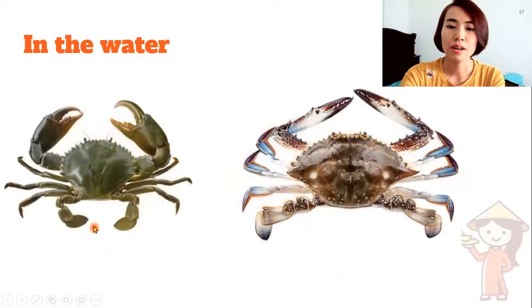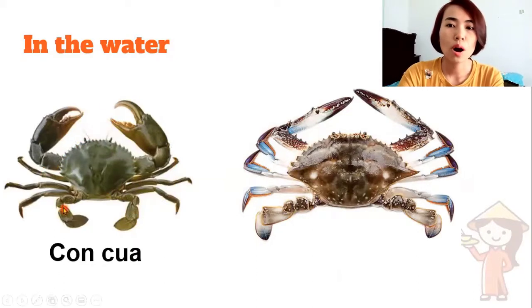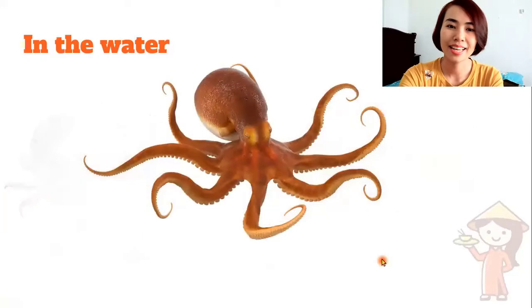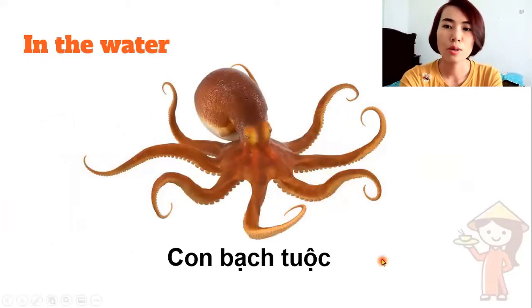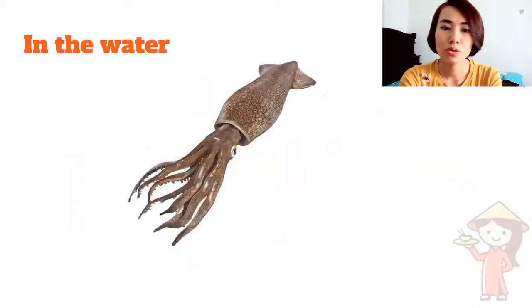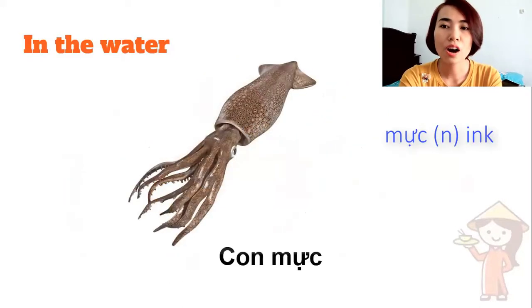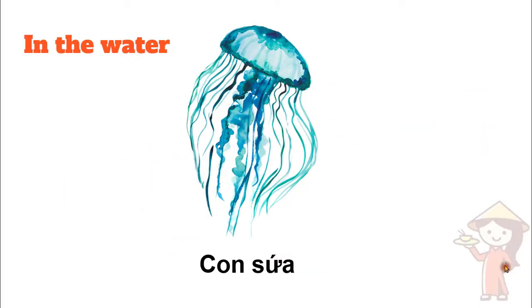Okay, here we use a different noun. Con cua, normal crab, and this one, con ghẹ. Okay. Octopus, con bạch tuộc. Squid, con mực. The special creature is called con sứa.